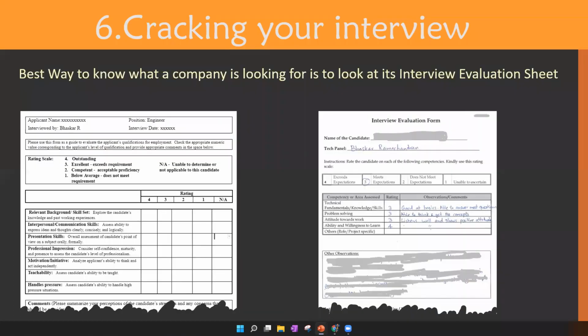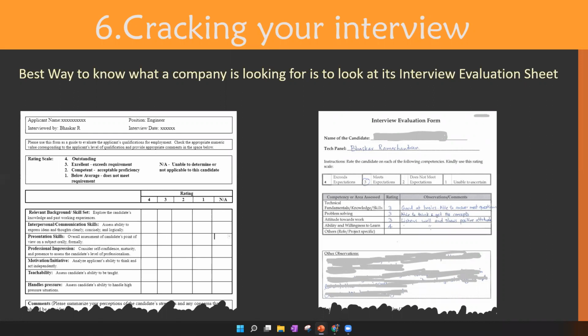And yeah, we have a few more minutes. Okay, the best way to know what a company is looking for is to actually look at the interview evaluation sheet. A hiring manager has to fill this sheet after he or she interviews you. And this is a sheet from 2 different companies. I don't know whether it's all readable for you, but both these sheets are talking about the same skill set that they're looking for. I have summarized that in the next slide.